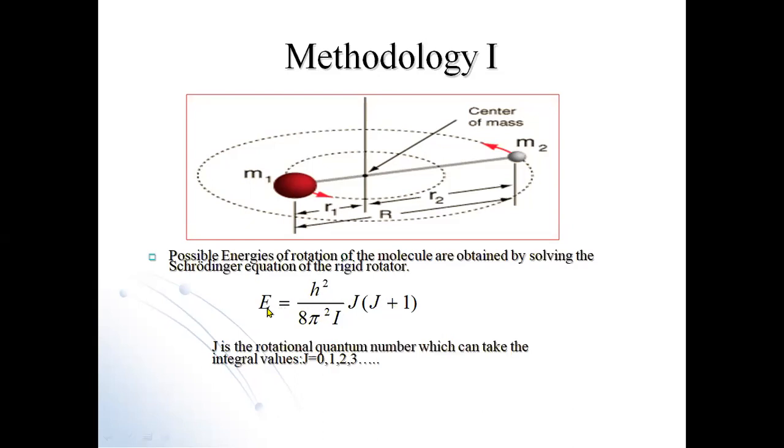Rotational energy is equal to h square upon 8 pi square I into J into J plus 1, where J is a rotational quantum number which is quantized, and the possible values of J, you already know, are 0, 1, 2, 3. J equal to 0 is the ground state, and the energy level is known as E0, then J equal to 1 it is E1, E2, E3.